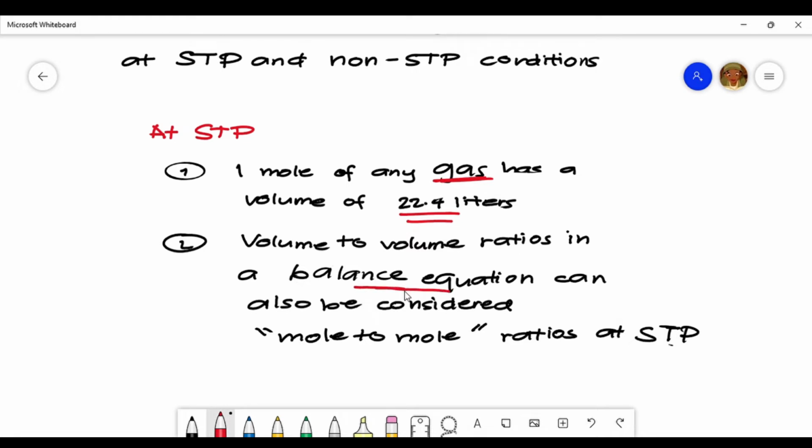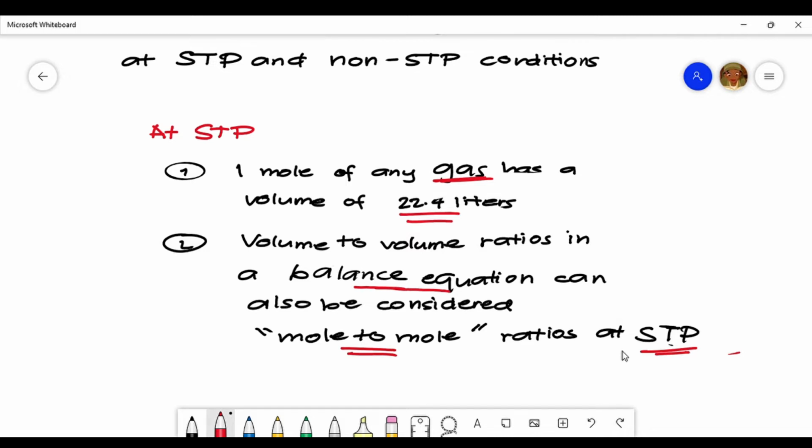can also be considered as mole to mole ratios at STP. So the equation should be balanced, and the ratio for volume to volume can be considered as mole to mole. So instead of 1 liter of this has a liter of that, we have a mole of this has a mole of that.